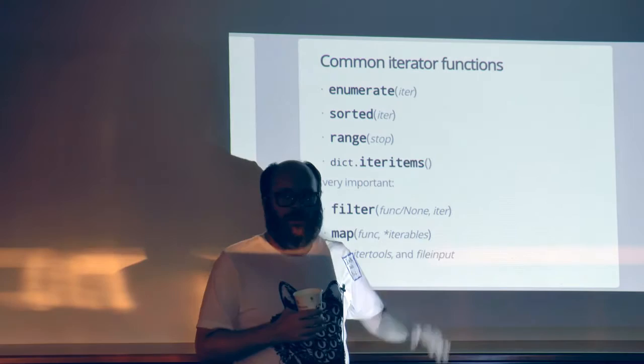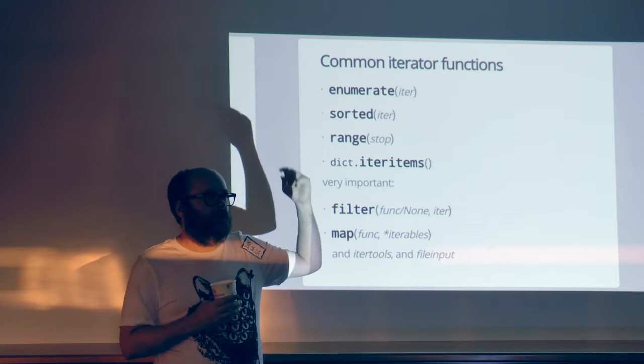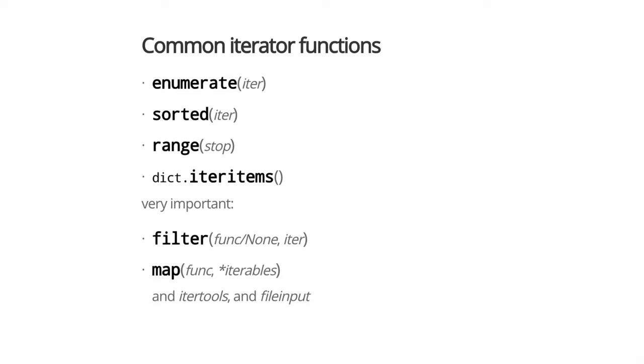So, common iterator functions. Who uses enumerate? Okay, a good number. Enumerate is pretty much the simplest iterator function that's commonly used, with the exception of sorted. Sorted is also used a ton. Range is used a ton. This is another Python 2 versus Python 3 thing. dict.iteritems, who uses that one? Okay, good number. Yeah, that's the most efficient way to get every single item in a dictionary. And very important, because it's used in functional programming but not a whole lot in normal programming, are filter and map. And I mentioned the itertools module, and also fileinput is super awesome, which we'll talk about at another time.